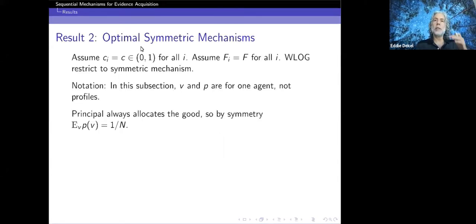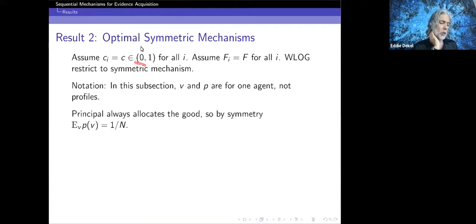Now we can talk about the solution. Okay. So first off, we're going to talk about the symmetric case. So the distributions of values are the same for everybody, and the costs are going to be the same for everybody. And as I said, we're going to be assuming the cost is less than 1, so that we can restrict attention to the simplified evidence condition, not talk about the case where we might want to give it to somebody with positive probability without checking them.